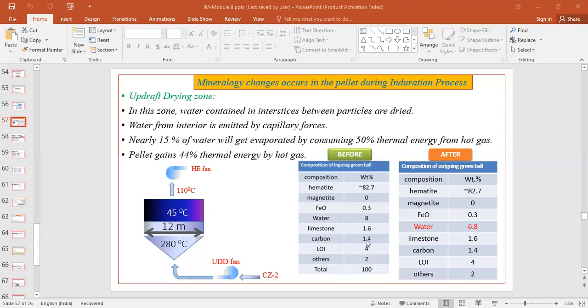The only difference in the updraft drying zone, when the pellets undergo it, is the removal of the moisture content. Here the green pellets have approximately 8% water, and when subjected to the updraft drying zone, the water content is reduced to 6.8%. That is the only difference you can observe in the updraft drying zone. Rest all parameters are constant, the same.